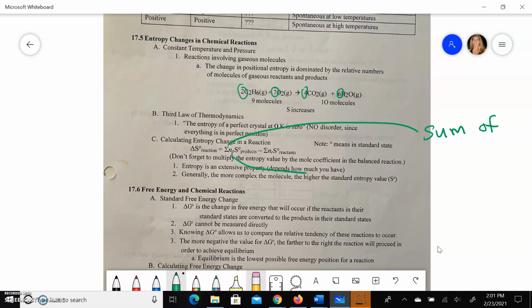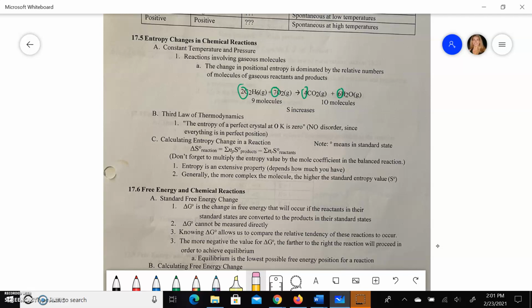And then these lowercase n's stand for the mole coefficients in the balanced reaction. So don't forget that you do have to multiply the entropy value that they give you by the coefficient in the balanced reaction. And those little zeros, it's called a knot, the little knot symbol that's on the delta S's means that it's in standard state. And standard state means like metals are going to be solids. It's whatever state it's going to normally be in at 25 degrees Celsius. And if it's a solution, then it's at 1 molar. And like I said, don't forget to multiply the entropy value by the mole coefficient. And then you just do products minus reactants.